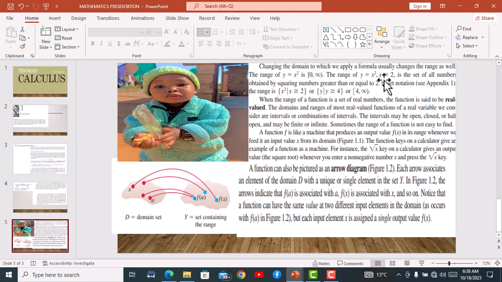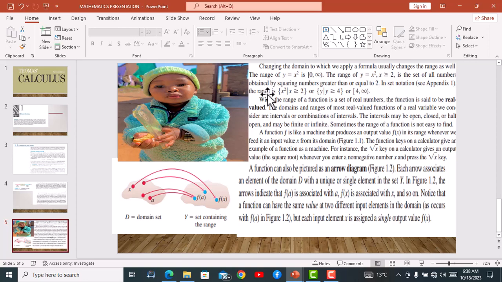So the range of y equals x squared, where we only accommodate values of x that are greater than or equal to 2, is the set of all numbers obtained by squaring numbers greater than or equal to 2. That's fine, because you will be inputting those values here, so you are in essence squaring them. So that is to say we accept numbers 2 squared, 3 squared, 4 squared, and so on.